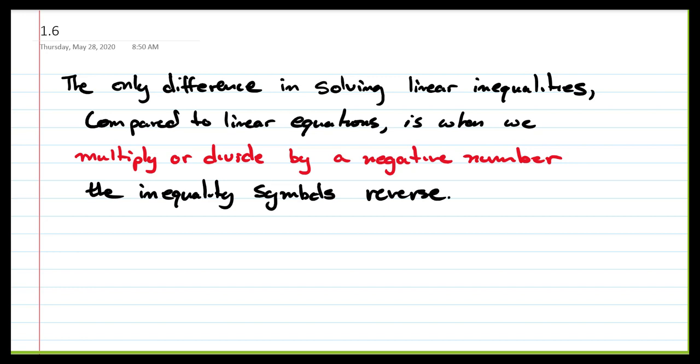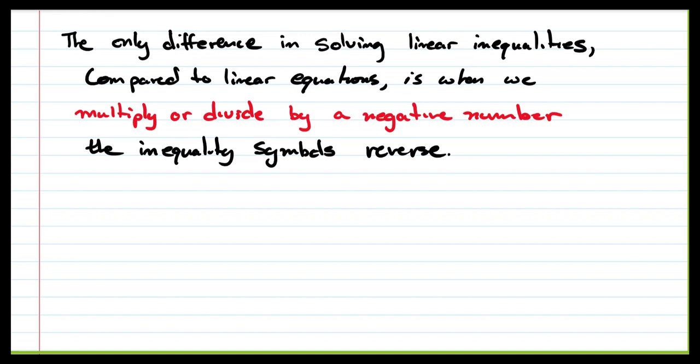So that means if we multiply or divide an inequality by a negative number, our inequality symbols are going to reverse. So in other words, a greater than will turn into a less than, and a less than will turn into a greater than. So let's go ahead and take a look at our first example.